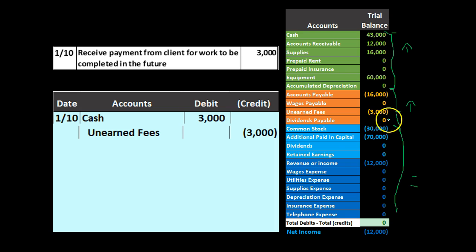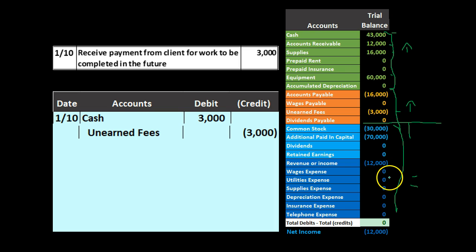And you can also think of it, well, this blue side is what is owed to the owner in essence. It's the book value of the company. It's what you would think you would get if you liquidated the company. And that would be all the assets. So if I sold all the assets, then we would have cash. We would have to pay off these people, the accounts payable and the unearned fees, which would leave us then with the equity balance, the 30, the 70, and the 12,000.